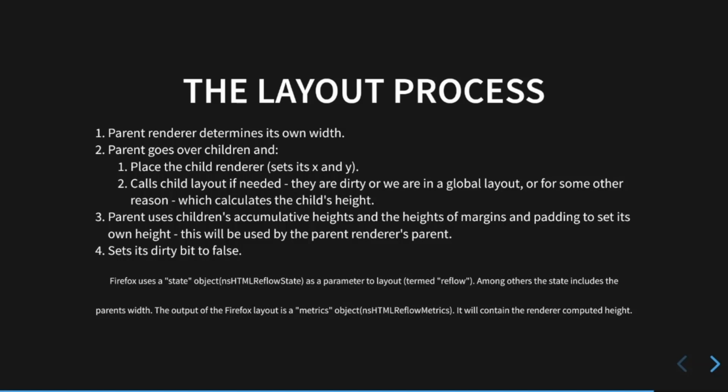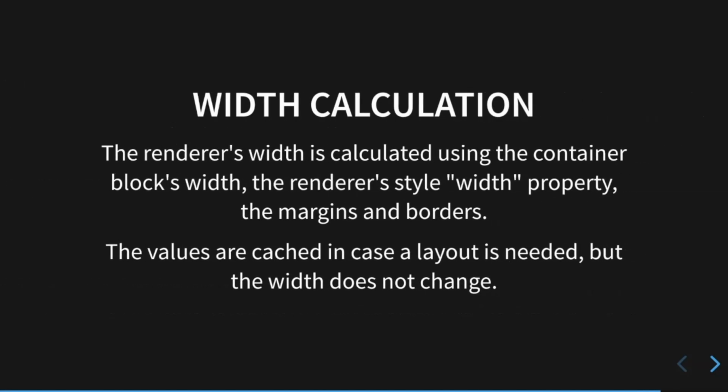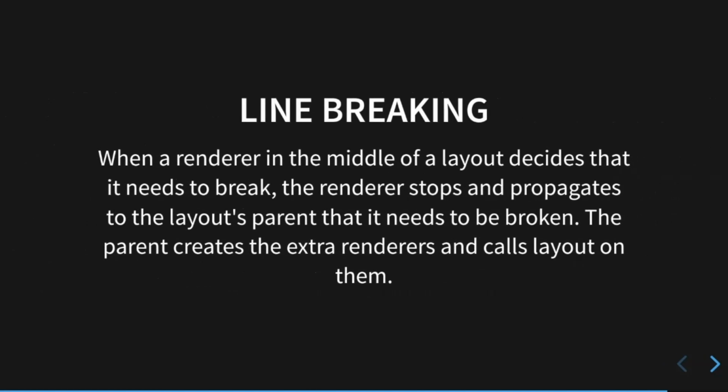Firefox uses a state object, a reflow state, as a parameter to layout. The state includes the parent's width. The output of the Firefox layout is a metrics object, and this metrics object will contain the renderer's computed height. The renderer's width is calculated using the container block's width, the renderer's style width property, its margins, and borders. The values are cached in case a layout is needed but the width does not change.